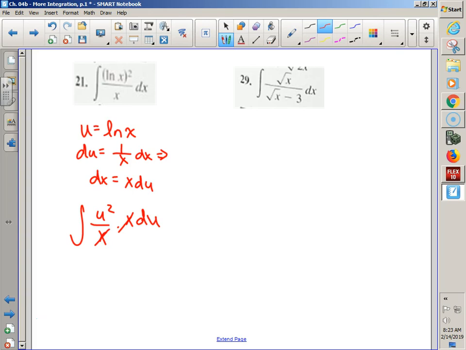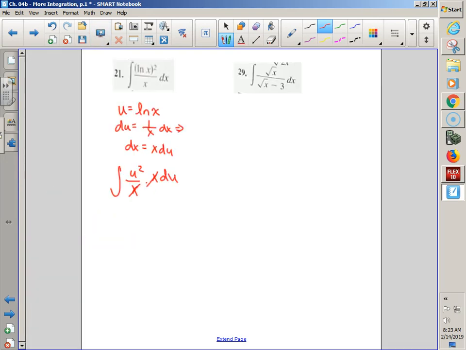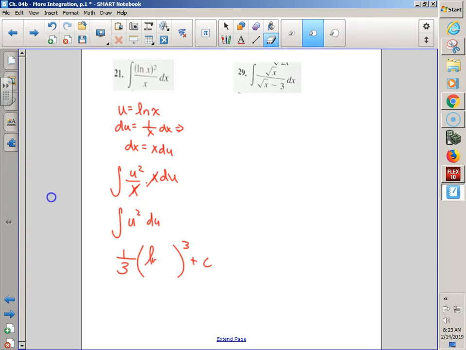We don't mind ln as long as we make it u. So long story short, you end up with the integral of u squared du, which would be 1/3 u cubed plus c. Ln of u. Sorry, no, my bad, ln of x. No absolute value because there wasn't one to begin with, and I'm just plugging in.